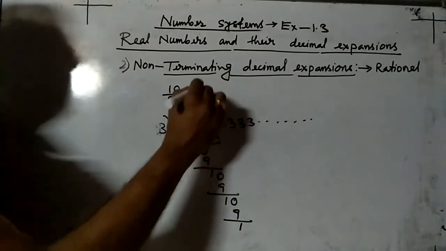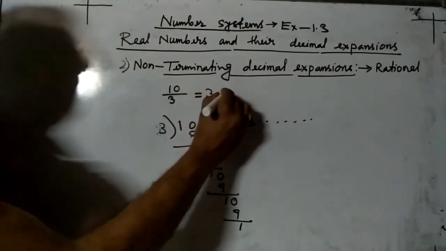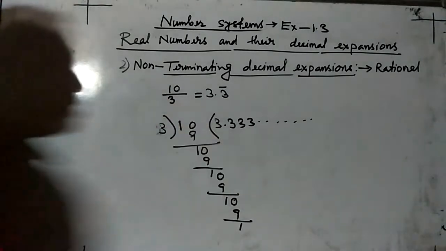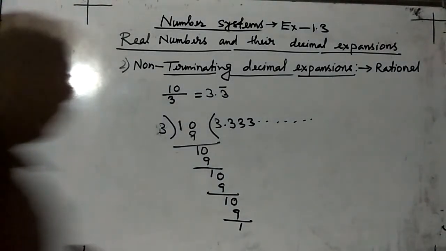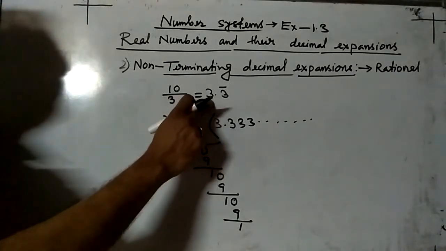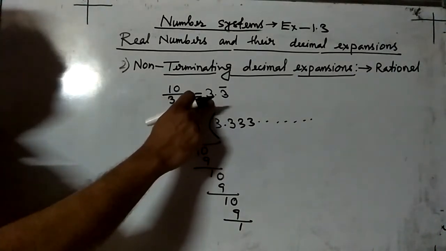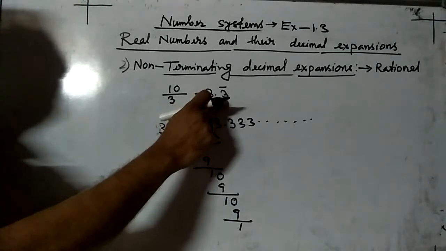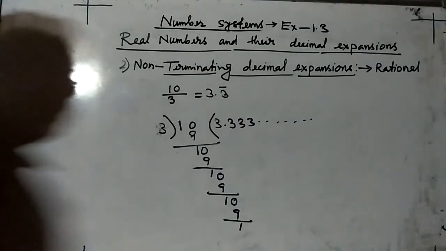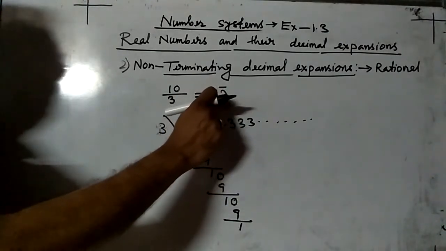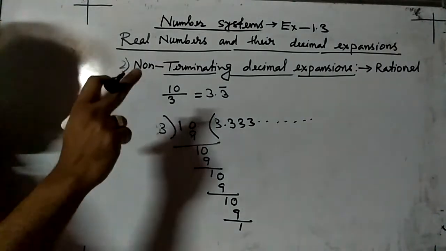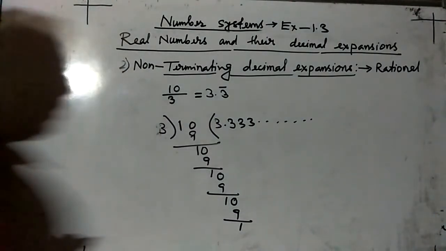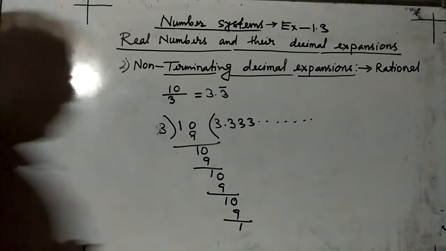So here this can be written as 3.3 bar, because 3 is repeated. If you put a bar, that means 3 3 3 3 will come continuously. So we can express a non-terminating decimal in this form. If any portion after the decimal point is repeated, then on it you can put a bar, and that is the repeated number, right? So this is non-terminating decimal expansion, and this is also rational. These two types of decimal expansions will be rational.